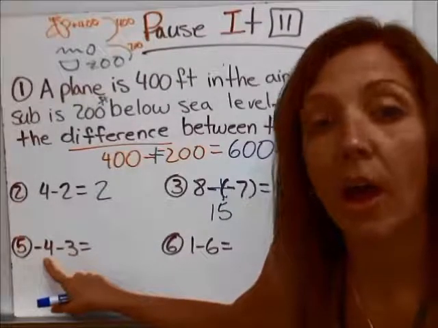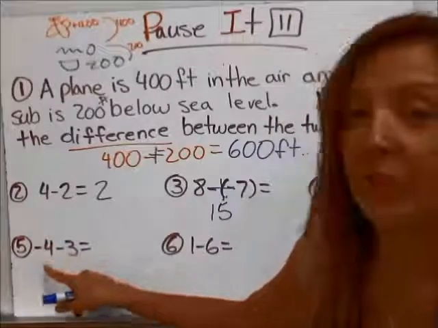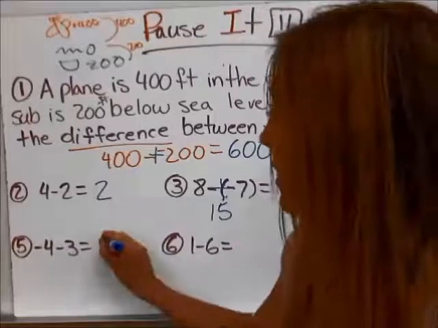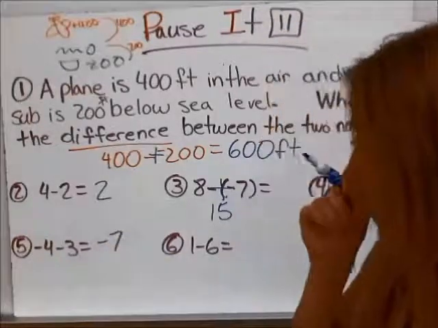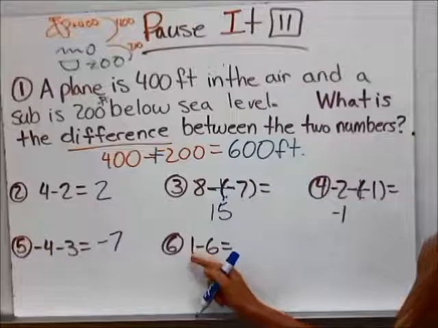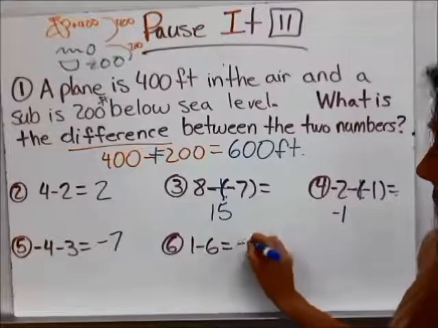Number 5, negative 4 minus 3. Negative 4 minus 3, I owe $4. I owe $3 more altogether. I owe $7. And 1 minus 6. 1 minus 6, I have $1. I owe $6. I pay $1, so I still owe $5.